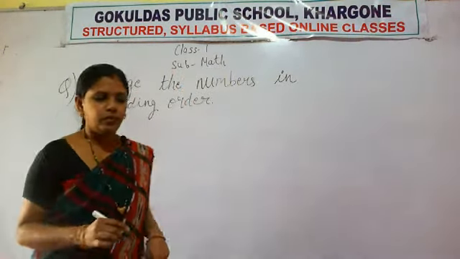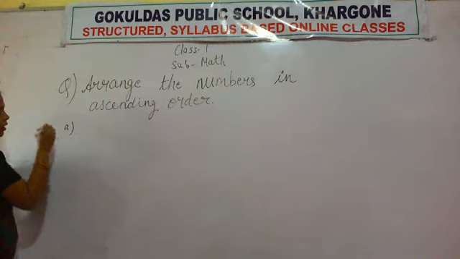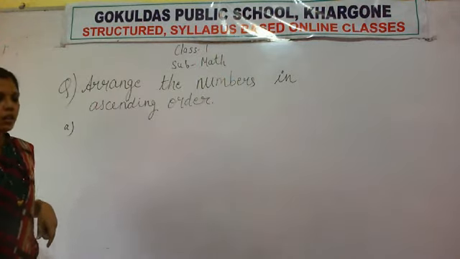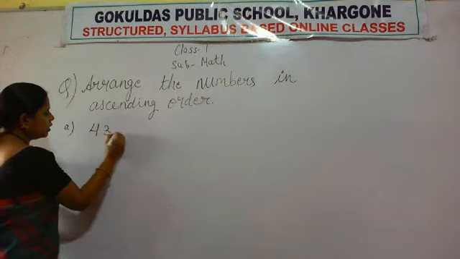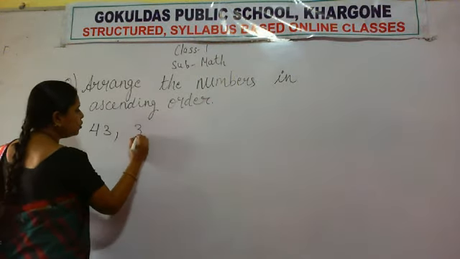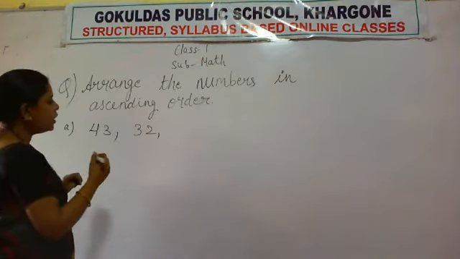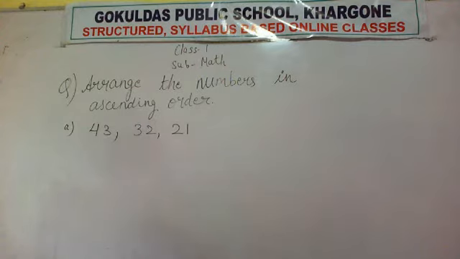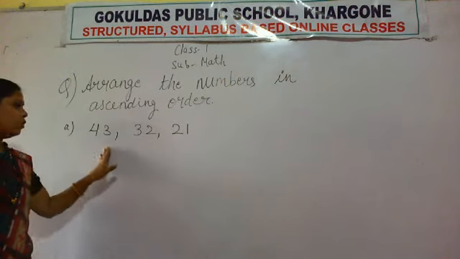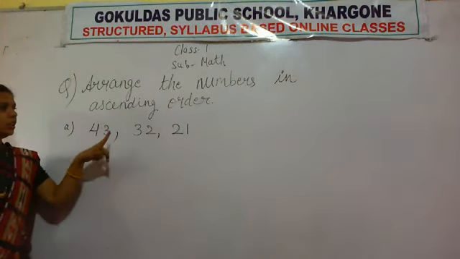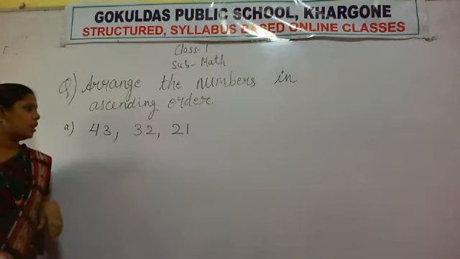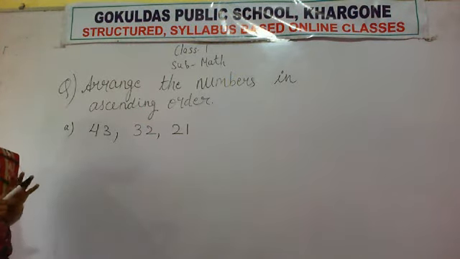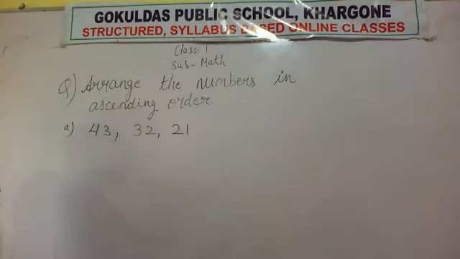Write A. So the numbers are 43, 32 and 21. These are the numbers that you have to arrange in ascending order. What are the numbers? 43, 32 and 21. We have to arrange these three numbers in ascending order.